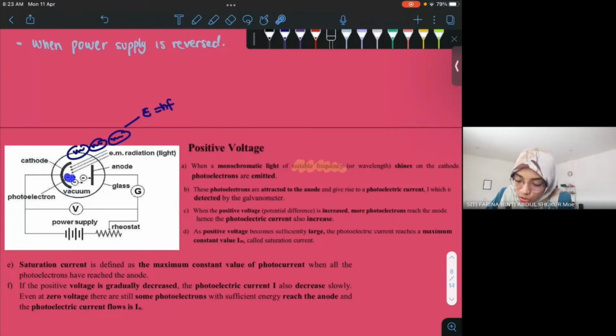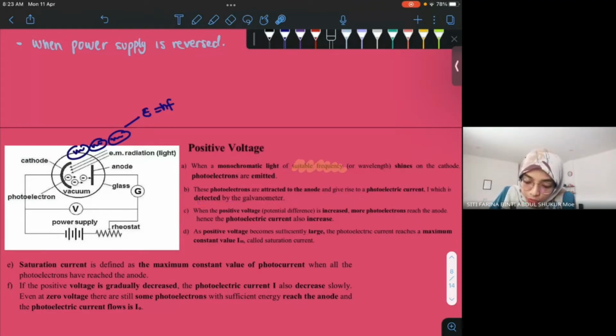Okay, so lepas elektron ini keluar, apa yang jadi adalah the photoelectrons are attracted to the anode. Kita ada anode dekat sini. Anode ini bersifat positif because attached to the positive plate kan. So elektron ini are all negatively charged. After they are emitted from the metal surface, dia akan being attracted to the anode, bergerak menuju ke arah anode ini. Once the photoelectrons are attracted to the anode, this is going to give rise to the photoelectric current which is detected by the galvanometer.